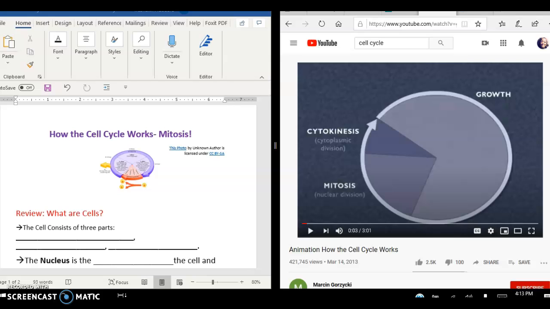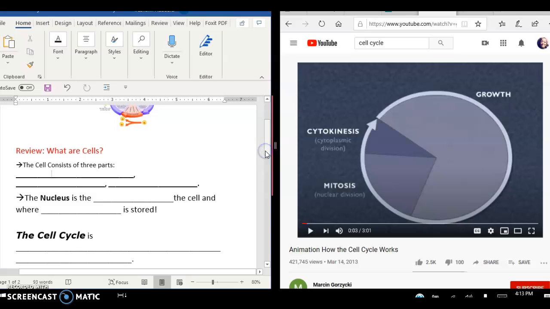Okay, so I'm going to go ahead and go through the cell cycle. Today we're talking about mitosis and how the cell cycle works. First we're going to do a quick review on what cells are. In the past in class we would have gone through what cells are and broken down the organelles that are inside of the cell. But today we're strictly talking about the cell cycle.